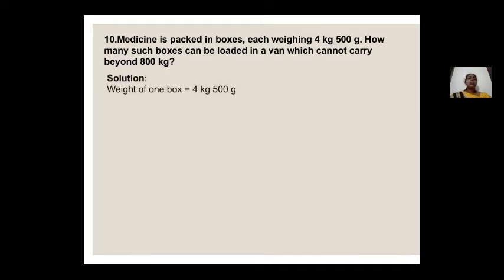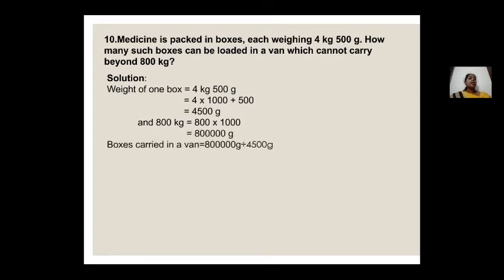The weight of one box is 4 kg 500 grams. So you have to convert 4 kg into grams: 1 kg is equal to 1000 grams, so you multiply 4 with 1000. That is 4000 grams plus 500 grams, so 4500 grams. You have to convert 800 kg into grams. 1 kg is equal to 1000 grams, so you multiply 800 with 1000, and you get 8 lakh grams.